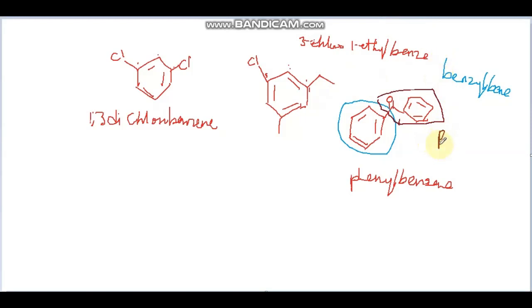So we have benzoyl benzene, which is when you have a benzoyl group connected to a benzene. And a benzoyl group is when you have a benzene ring extended with a carbonyl system, a carbon double bond O.